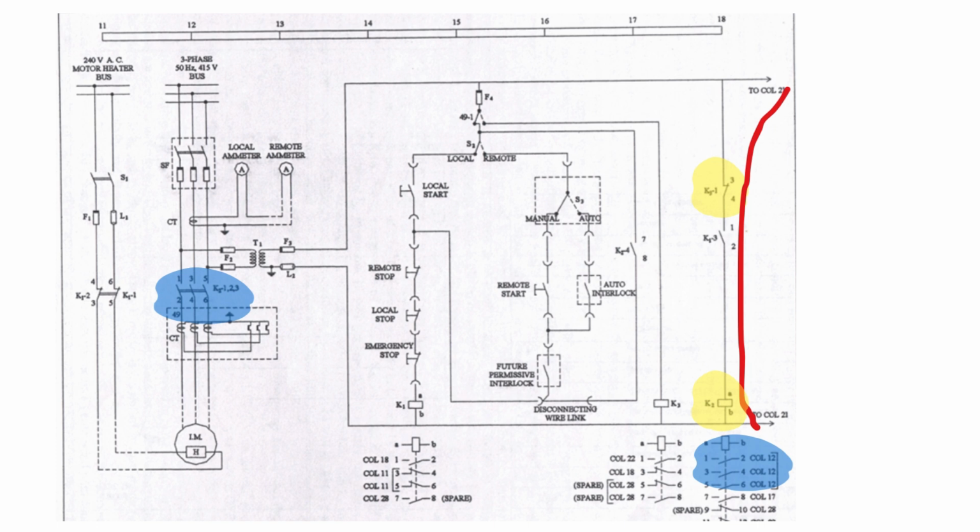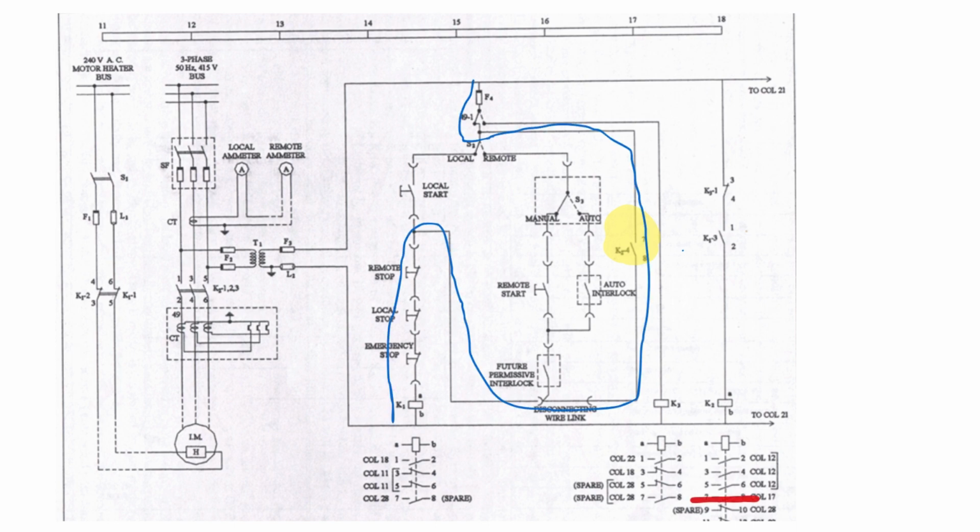Okay, another NO contact of K2, which is K2-4, located in column 17, will also close to provide the hold on path for the circuit for contactor K2, ensuring it remains energized. So when you press the push button and release, technically the motor should also get stopped because it's a push button. So after releasing the button, it should get stopped, but it will not halt because there is another path called the hold on path provided by K2-4 in column 17, and the motor will remain energized. You can trace the path here.